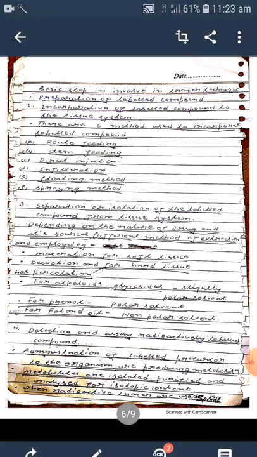Thank you. Hope you understand about this tracer technique, which is used to detect the compounds in the plant with the help of the radioactive molecules.